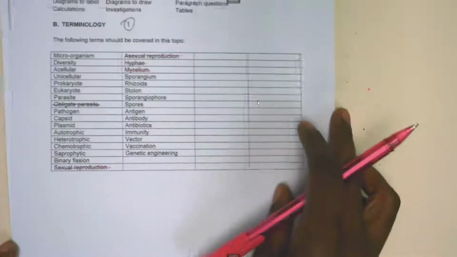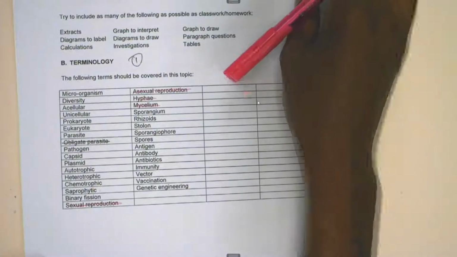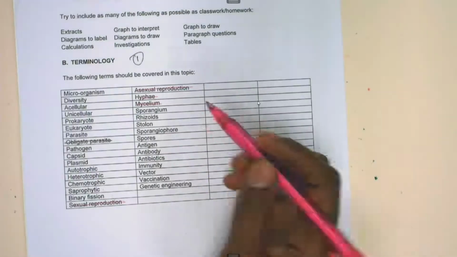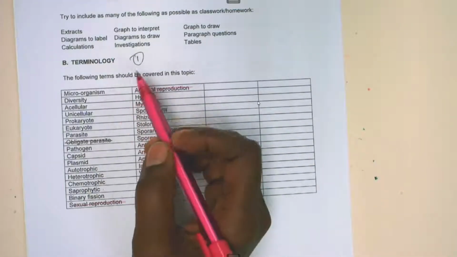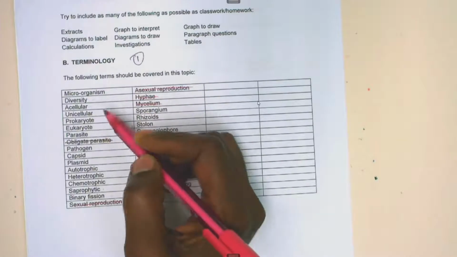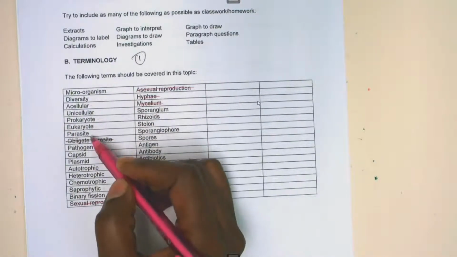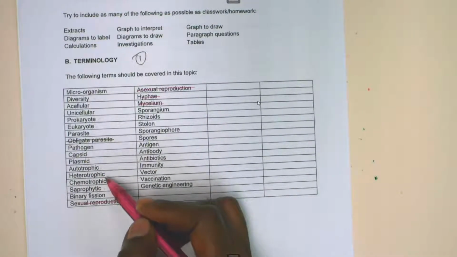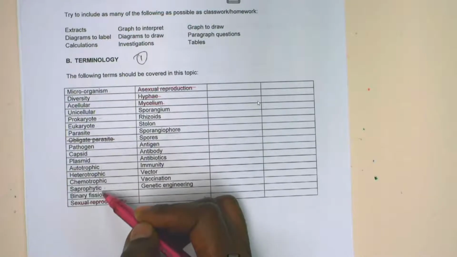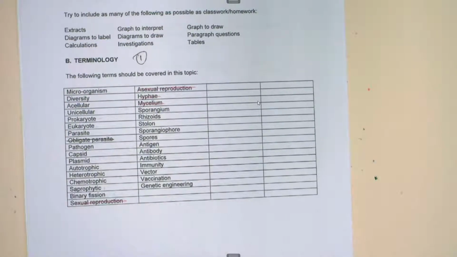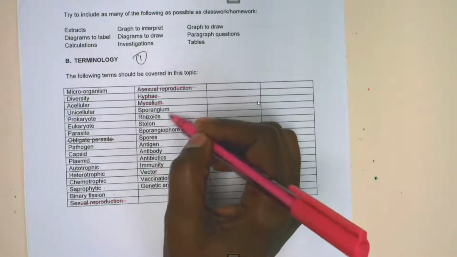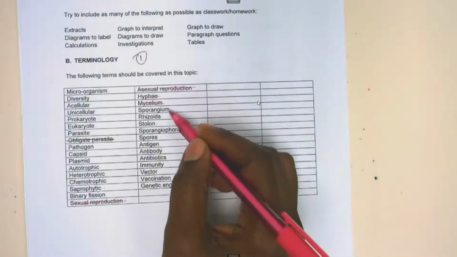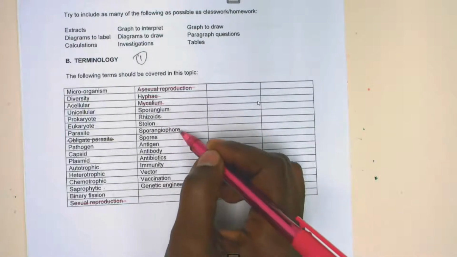Before we start with this topic or chapter, these are the terms that will be covered: microorganism, diversity, acellular, unicellular, prokaryote, eukaryote, parasite, pathogen, capsid, plasmid, autotrophic, heterotrophic, chemotrophic, saprophytic. We also have binary fission. And then we will also cover sporangium, rhizoids, stolon, sporangiophore, and spores.